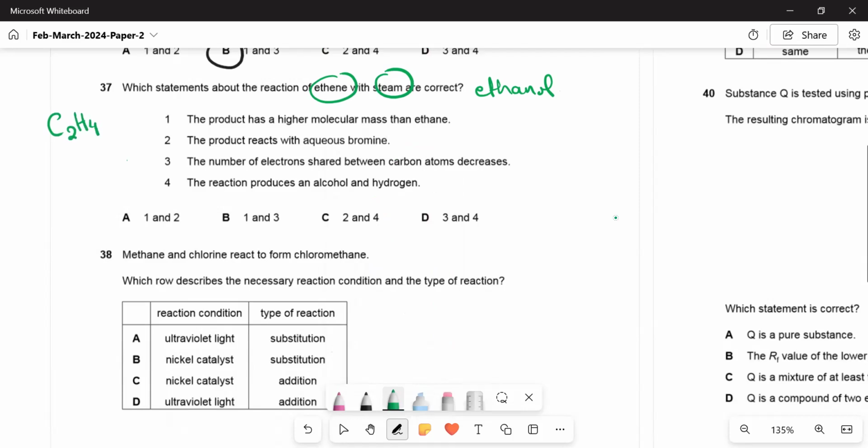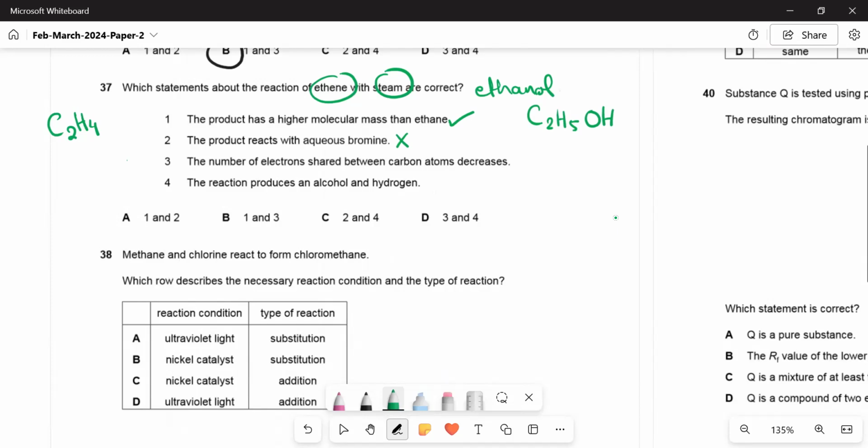If we see the molecular mass, then ethene is C2H4, and ethanol is C2H5OH. So it can be true because here we have 4 hydrogens, but here we have a total of 6 hydrogens and 1 oxygen also. So the product has more molecular mass. The product reacts with aqueous bromine, meaning alcohol reacts with aqueous bromine? No, the product doesn't react with aqueous bromine.